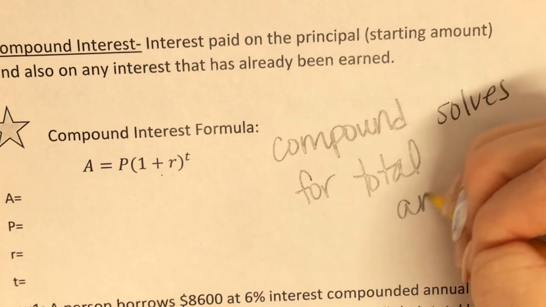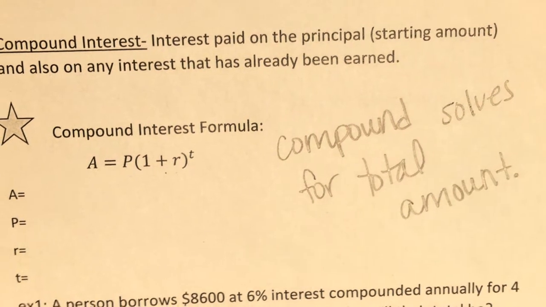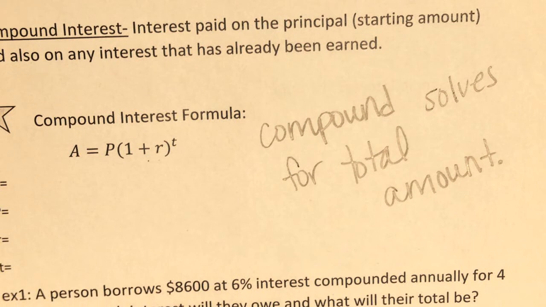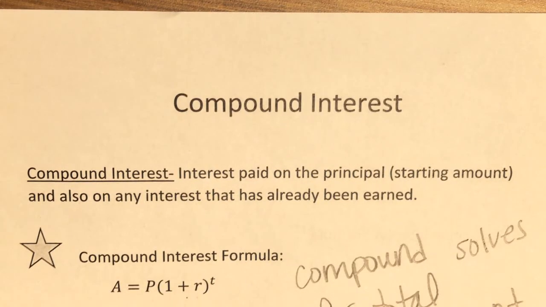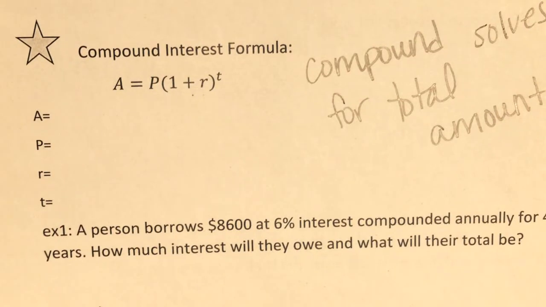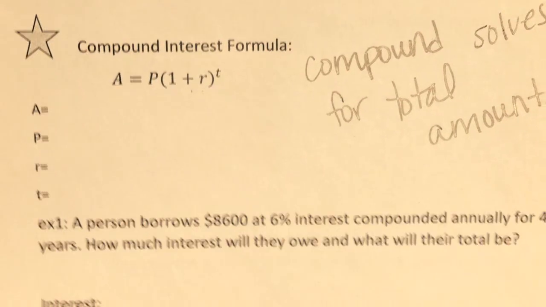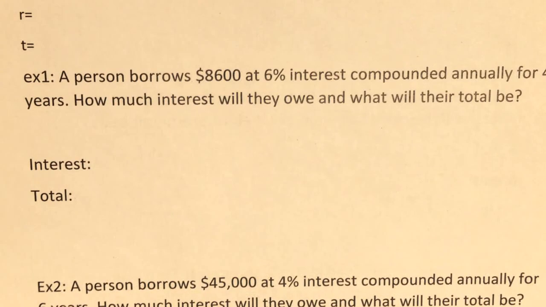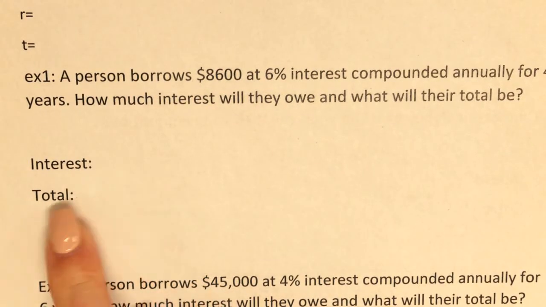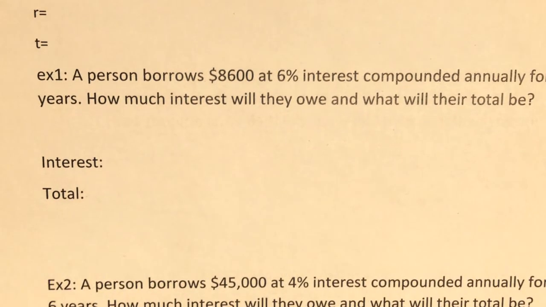Total amount. So it's backwards from the other formula. Compound solves for the total amount. I'm on the back of the page where it says compound interest. Compound solves for the total amount. So this time, once I put my stuff in my formula, where would I write my first answer? Under total. Okay, so here we go.